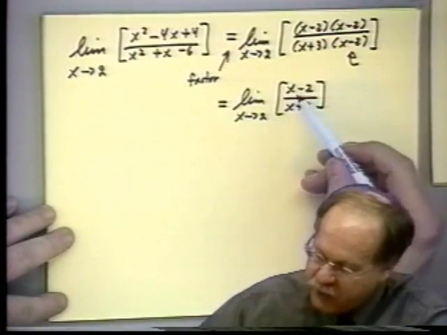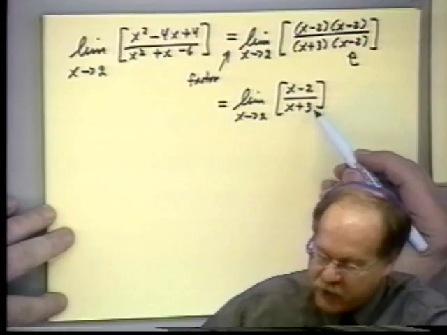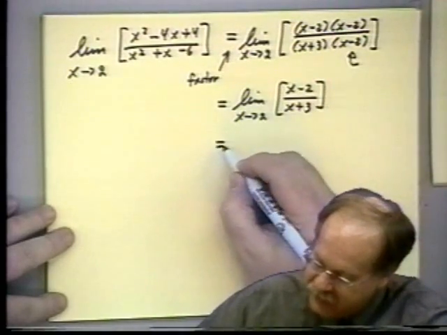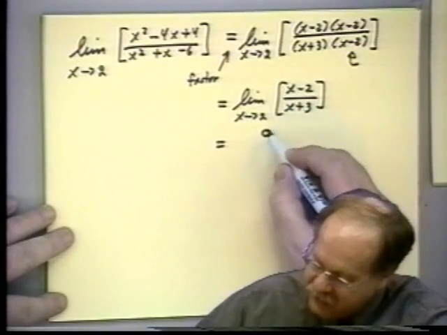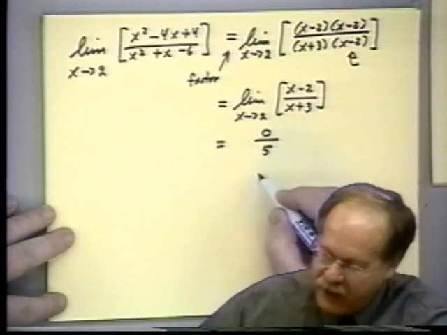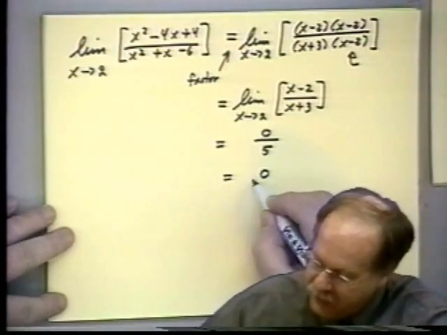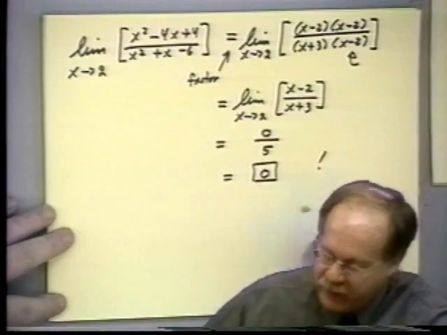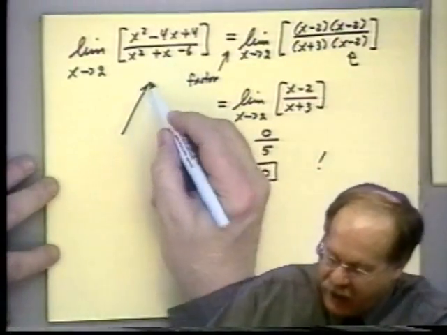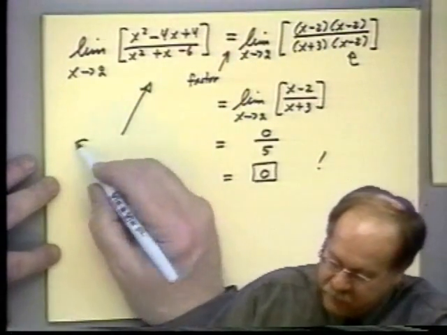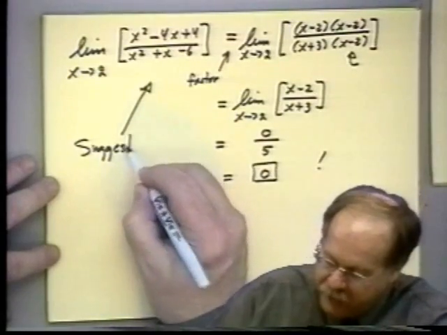Now we'll go ahead and try putting 2 into the limit, because that's our first choice when it works. And in this case, the top gives me 0, and the bottom gives me 5. Well, of course, that's 0, and I'm done. That was easy. I might suggest one other thing to you, just a suggestion.